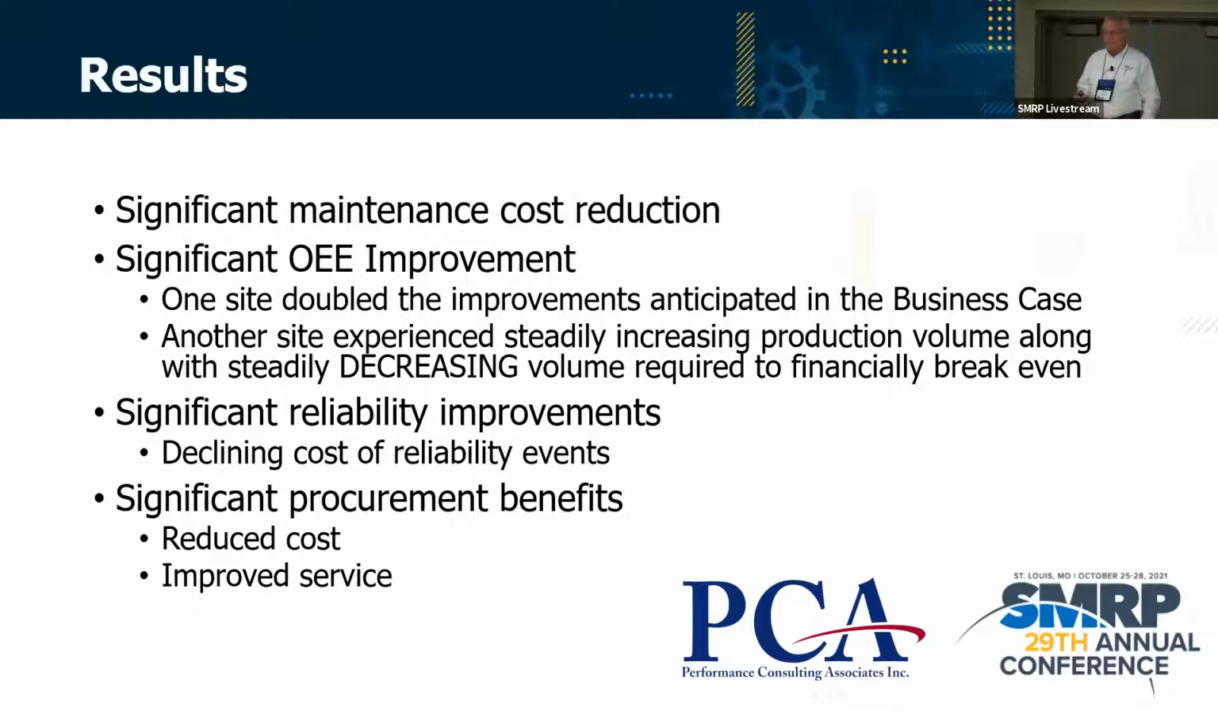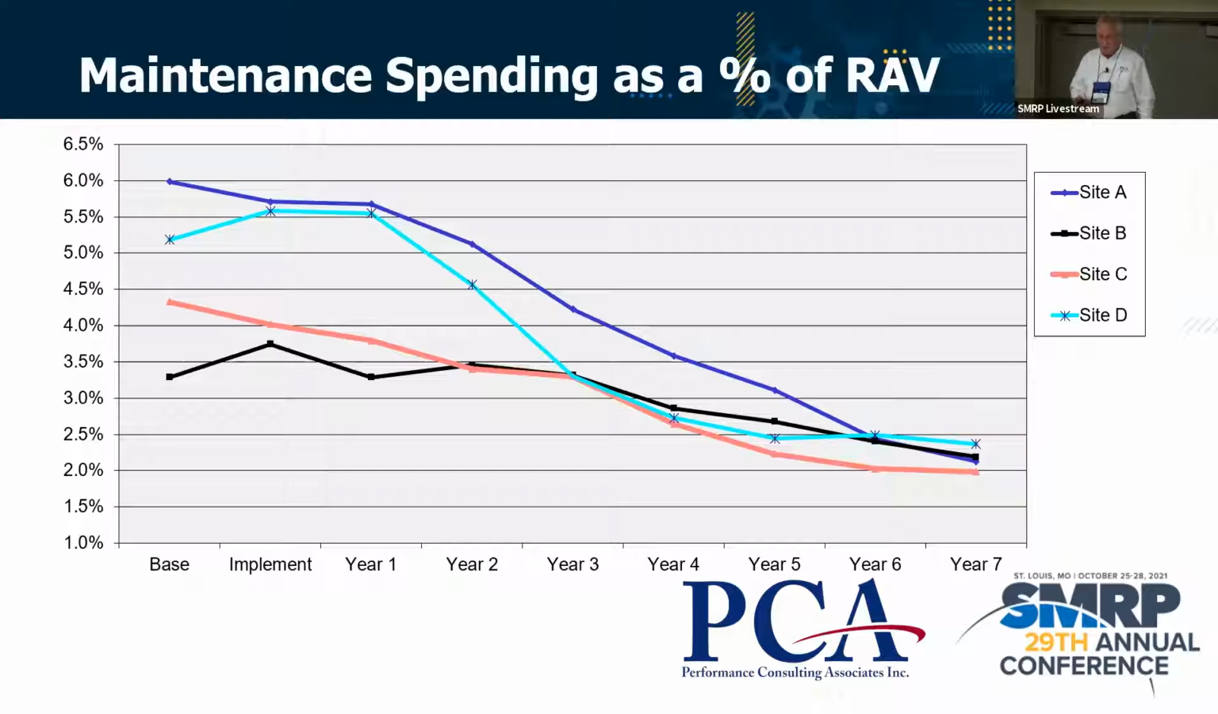We were tracking cost of reliability events, those major reliability events that cost you a lot of production, steadily declining over time, and significant benefits in procurement of reducing costs and improved service levels, as I mentioned. This is a chart of the 4 sites that were tracking it, the maintenance spending as a percentage of replacement asset value. The benchmark value for this industry is somewhere around 2%.